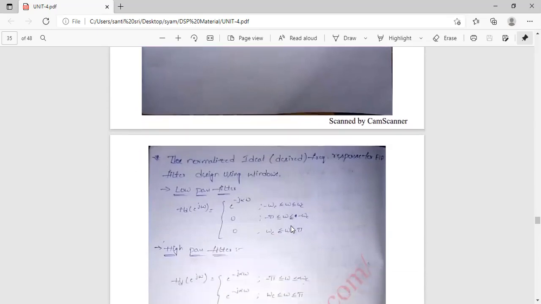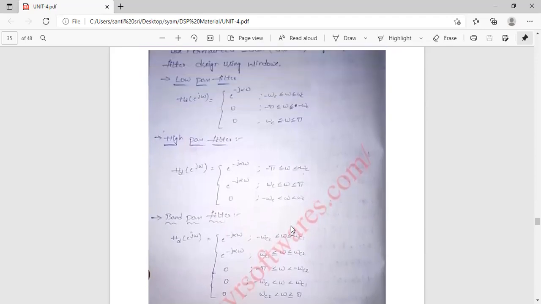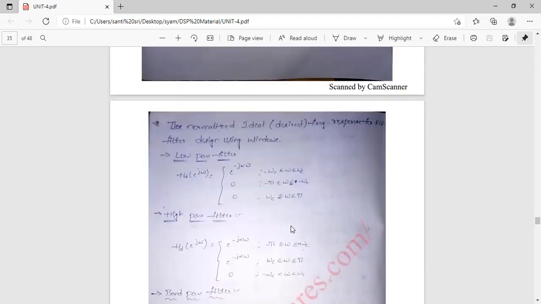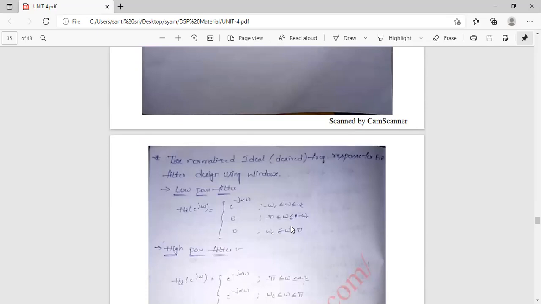So the normalized ideal frequency response for FIR filter design using windows is given for the low pass filter, high pass filter, band pass filter and band reject filter. The conditions are like this. For the low pass filter, HD of e power j omega is equal to e power minus j alpha omega for minus omega c less than or equal to omega less than or equal to omega c, and is 0 from minus pi to minus omega c and from omega c to pi. That is for the low pass filter.